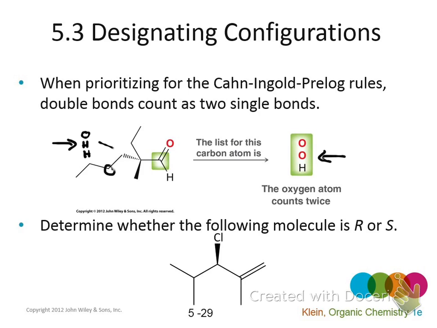Okay, let's do R or S for the next molecule. Yay. So I have a carbon here. This is the one I'm trying to determine the configuration of. And I'm laughing because hydrogen is in the back. So this is 4. This is 1. Which one's 2?